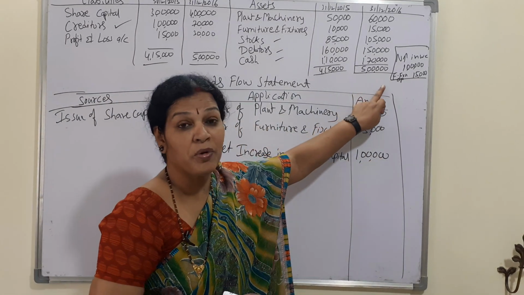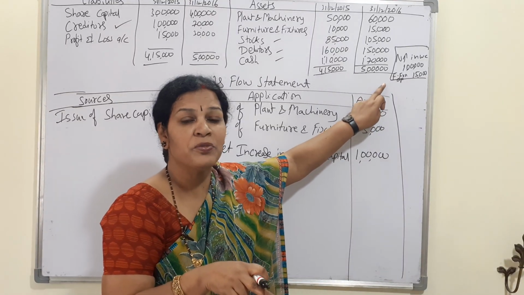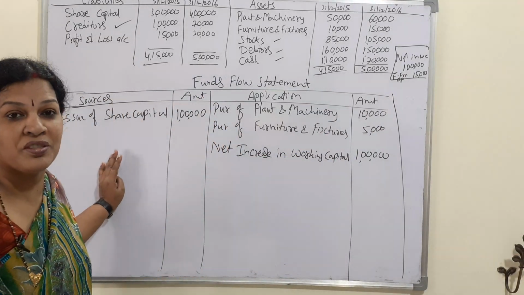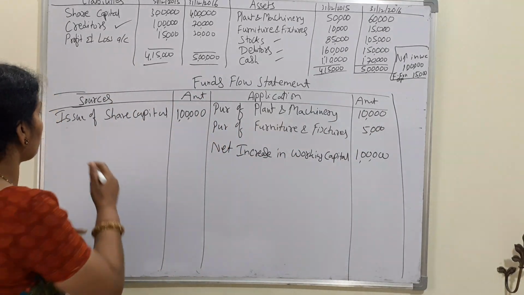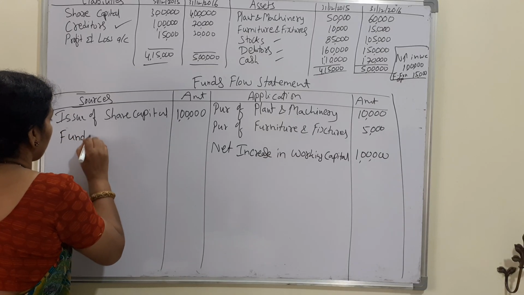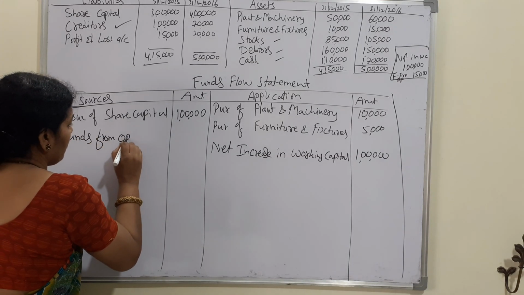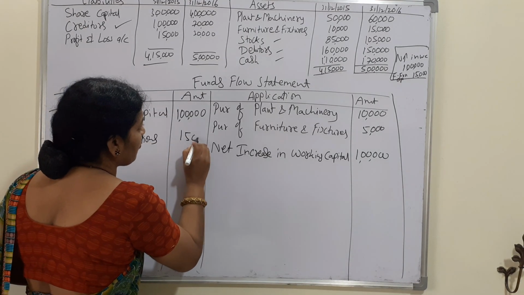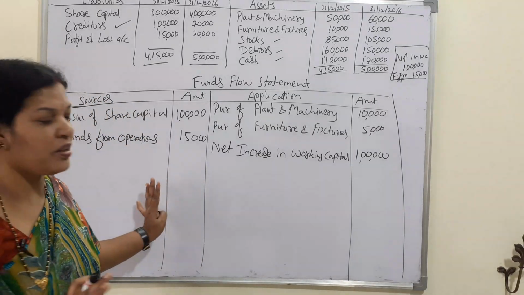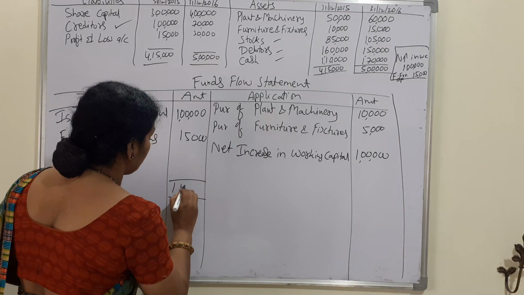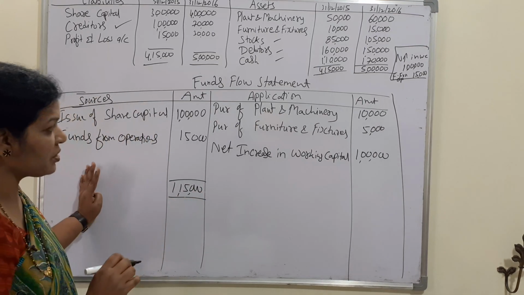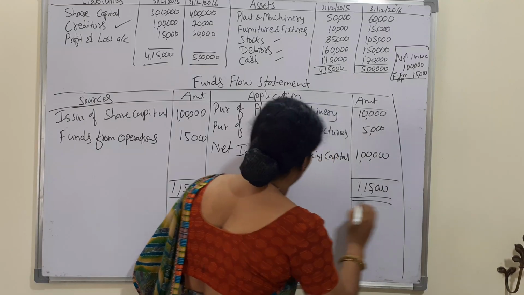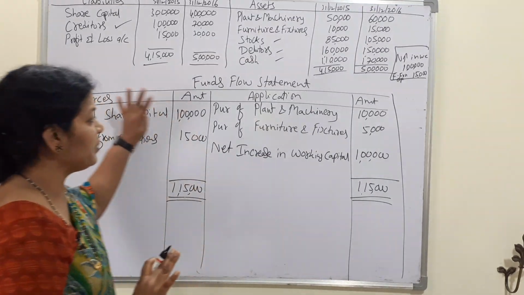And another thing is funds from operations. Adjusted P&L account, we got funds from operations. So this is 15,000. Funds from operations, always it's a source. We are getting funds, so it's a source. How much? 15,000. That's all. Only these are the transactions. If we total up, we are getting 1,15,000 on the sources side. Application side also 1,15,000. It means the problem is correct.